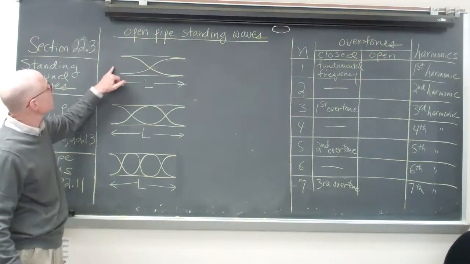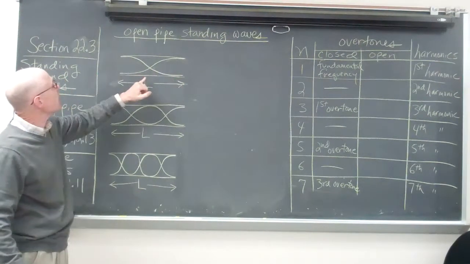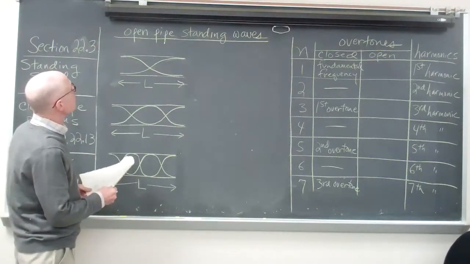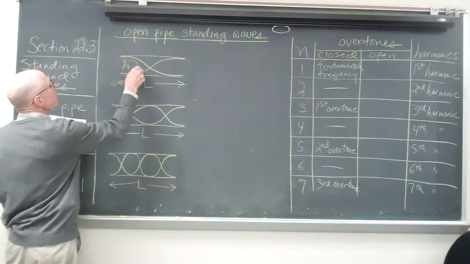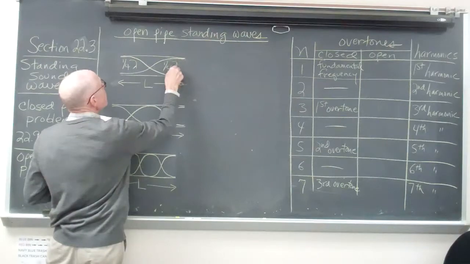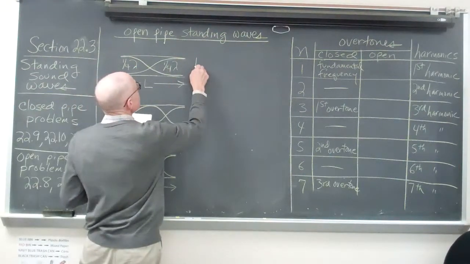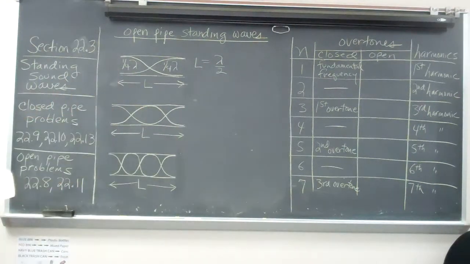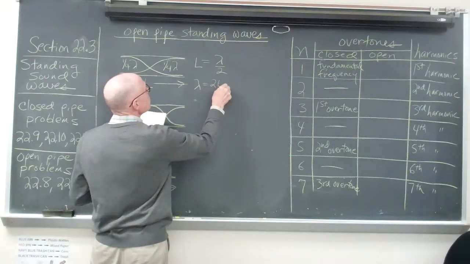So here's the simplest standing wave, and you have, again, an antinode on each end and a node in the center. And how much of a wavelength are we seeing? So you have a quarter of a wavelength here, a quarter of a wavelength there. So the length of the pipe represents half of a wavelength. And if we solve that expression for wavelength, that equals 2L.